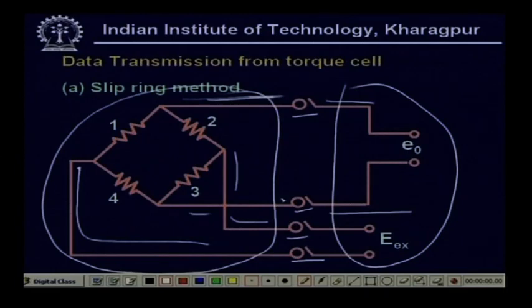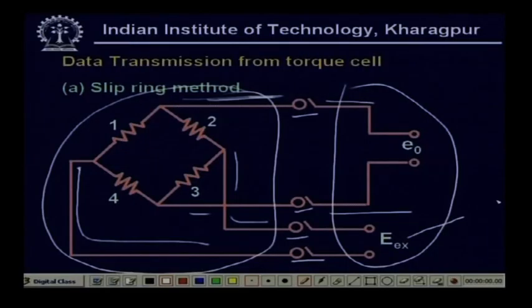Now, there is a typical problem with slip rings, because the contact resistance varies, and as I told you, you cannot increase Ex, because that will increase the dissipation in the sensor itself. So, you have to limit the value of Ex. So, when the contact resistance varies, what will happen? The current will also vary, which will lead to noise in the system. This is one problem with slip rings.